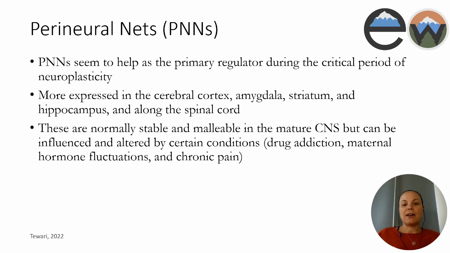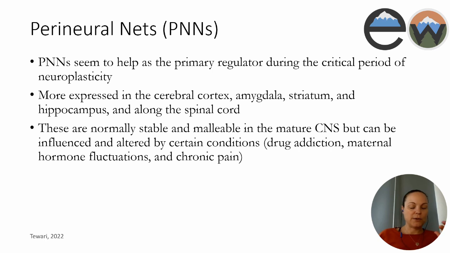We do see a lot of perineural network reactions that happen during neuroplasticity events. So this would usually be during gestation or early childhood years. This is where we see a lot of perineural network activity because of the high level of communication that needs to be had, because the environment is constantly changing. So we have to learn from the environment. We have to build these pathways. So we see a lot of activity in those stages, which is appropriate. This is more expressed in the cerebral cortex, the amygdala, the striatum, and the hippocampus, and along the spinal cord itself. Okay. This is supposed to be stable and malleable.